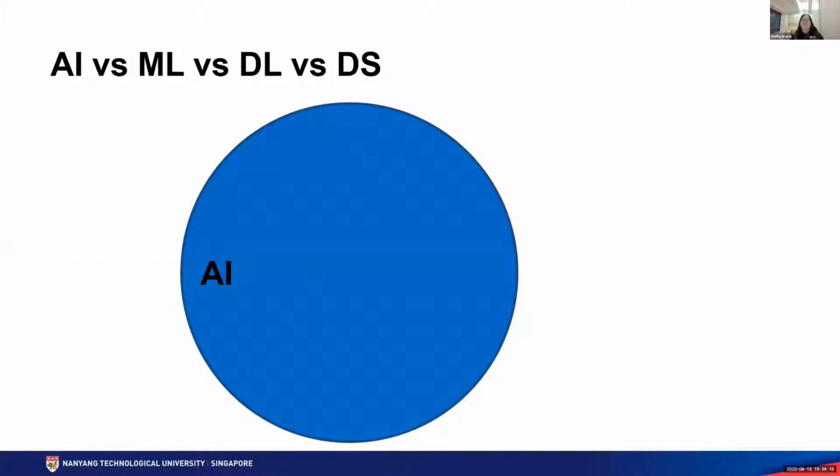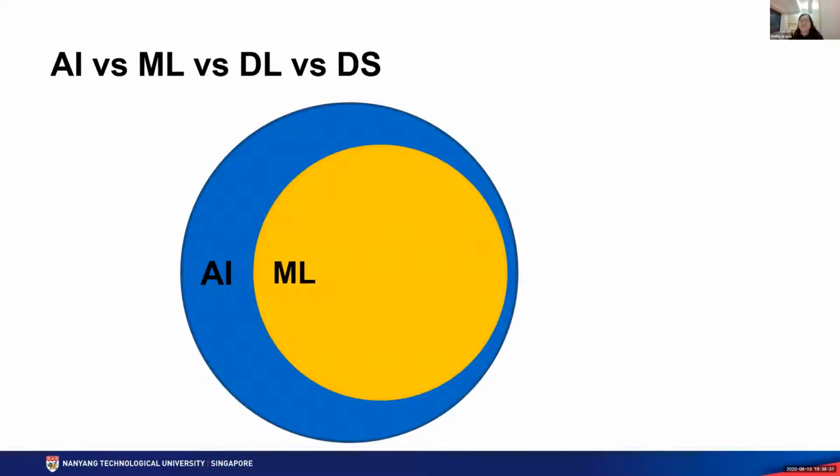Essentially, we want to enable machines to think like humans, to be able to take decisions without coding it step by step. And after that, what is machine learning? Machine learning essentially is a subset of AI.